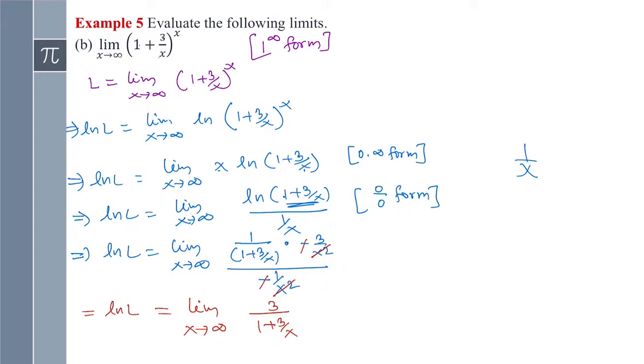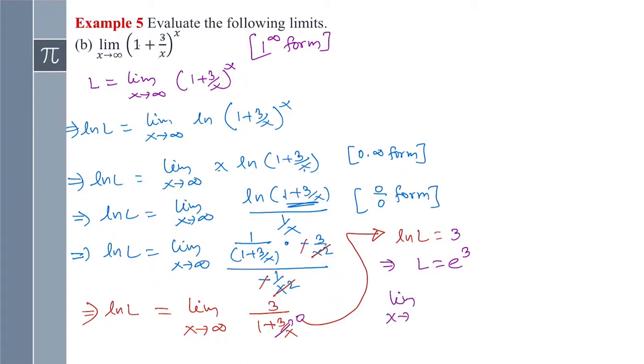Now if we take the limit, natural log of L equals, when x approaches infinity, this quantity down here goes to 0. So it is 3 divided by 1, which is 3. And then if you solve for L, you get L equals e to the third. That means the limit as x approaches infinity of (1 plus 3 over x) to the x equals e to the third.